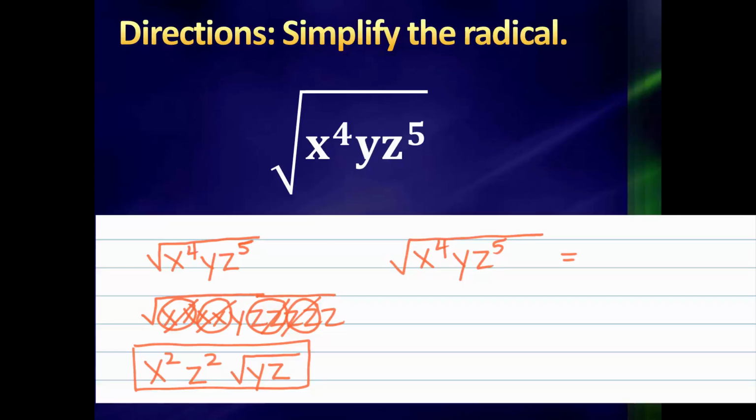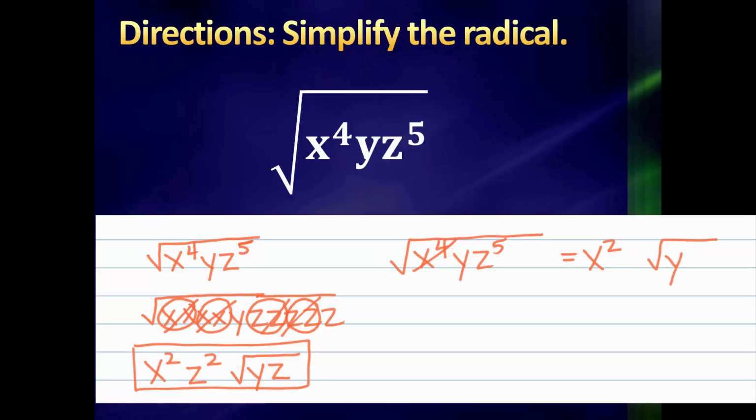So how many times can 2 go into the exponent of 4 evenly? Twice. That means I can take out 2 x's. I'm done with my x. Then how many times can it go into the y evenly? None. So that y's got to stay inside.